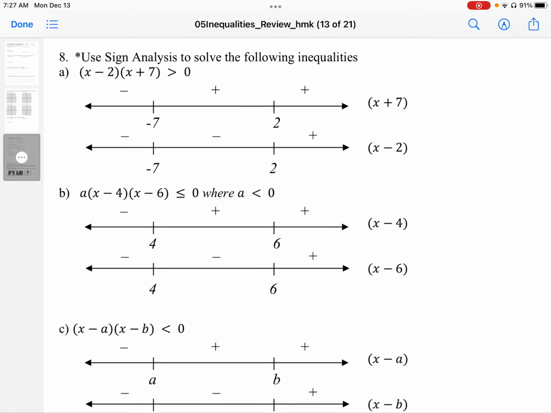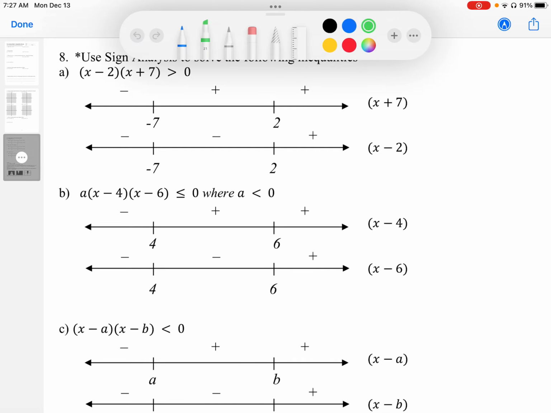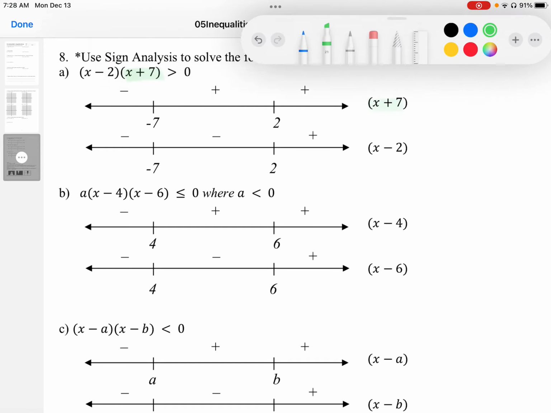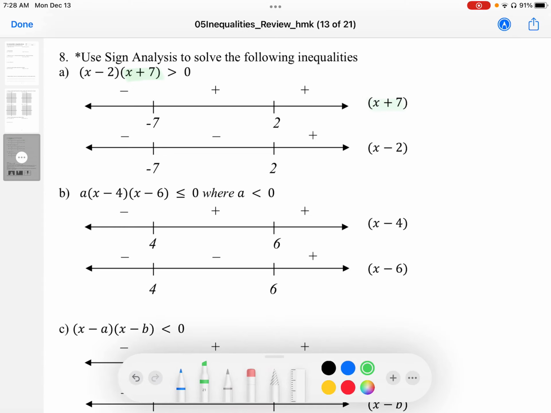To do sign analysis, what we do is look at each factor individually, and we're just checking to see when each factor is positive or negative, and then we combine the factors together, just looking at the signs. So for example, when we take a look at the x minus 2 and x plus 7, so looking at the x plus 7 here, we have this x plus 7 factor for this number line here.